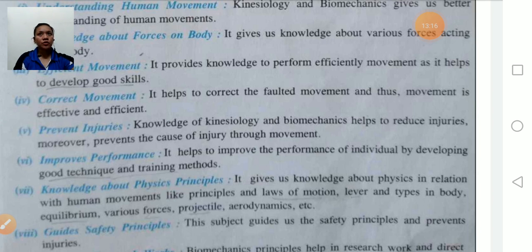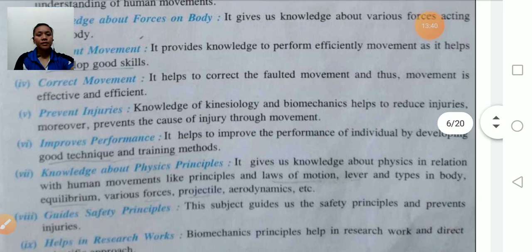With the help of kinesiology, we study human movement. We get knowledge about the movement, and by understanding human movement, we correct our faulty movements, which helps for effective and efficient movement.